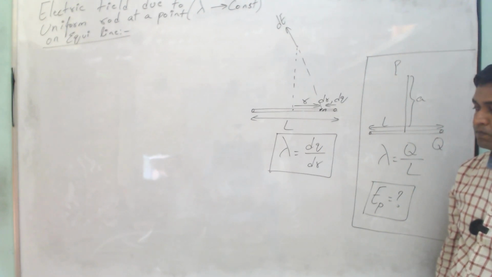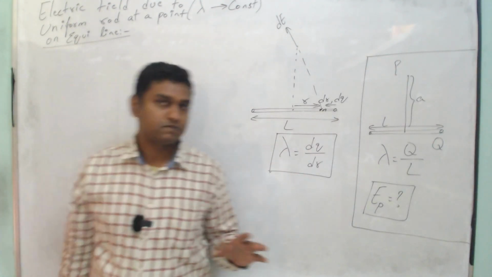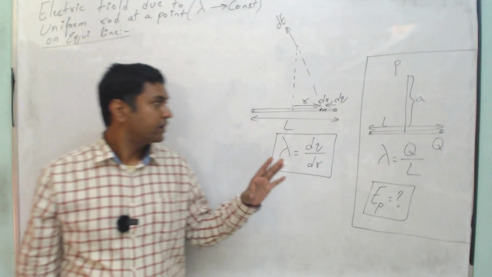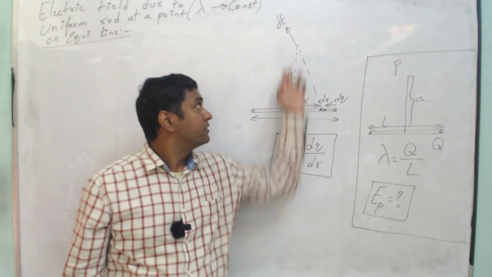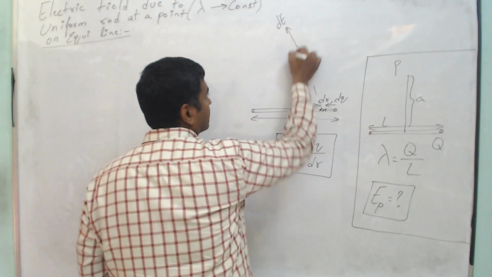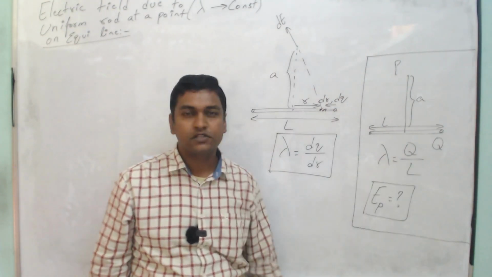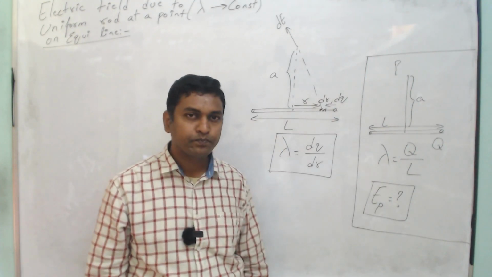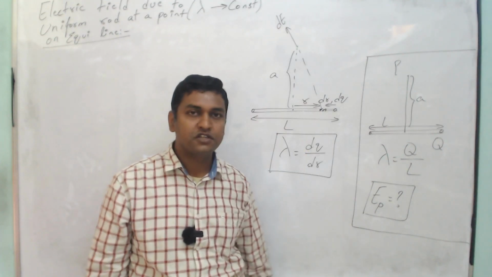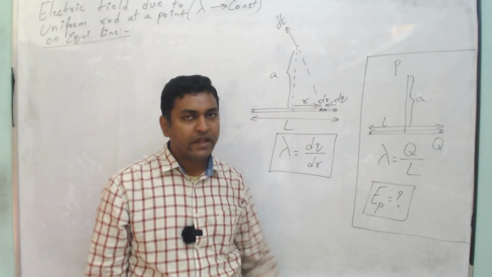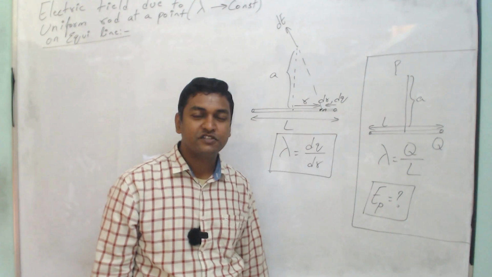Understood? Here I want to explain a very important concept. So I've taken the small element whose charge is dq, and I know that this distance is a, correct? We get the hypotenuse as root over a square plus r square. So I will find the electric field dE due to this charge, correct? And I'll integrate it. Is this clear? Is this correct?